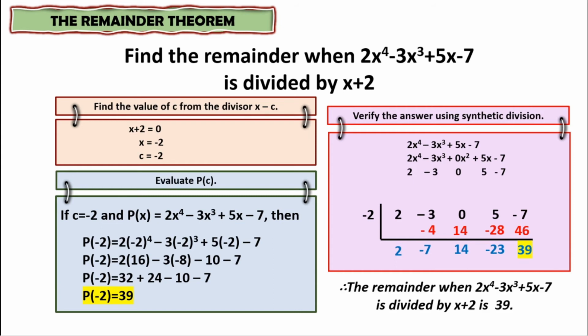Thus, the remainder when the polynomial 2x raised to 4 minus 3x cubed plus 5x minus 7 is divided by x plus 2 is 39.